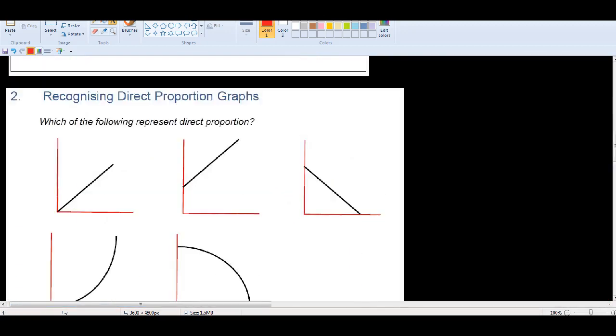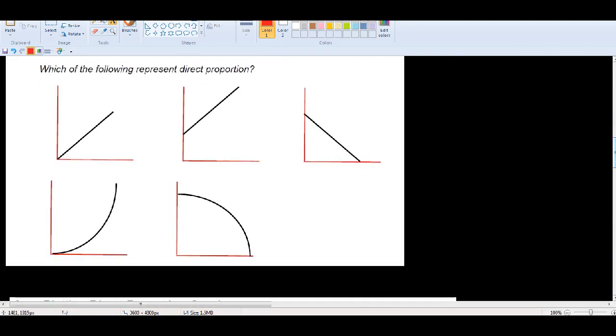Okay, so let's see which of the following represent direct proportion. Let's see the first one. It's a straight line. It passes through the origin with positive slope, so this is a direct proportion. For the second one, it's a straight line, positive slope, but does it pass through the origin? No, it does not pass through the origin, so it's not.